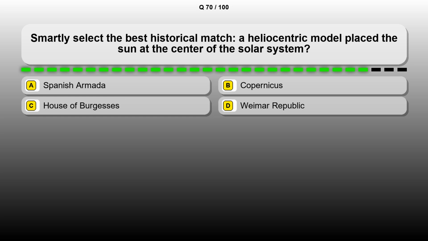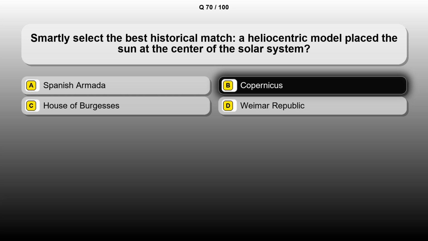Question 70. Smartly select the best historical match. A heliocentric model placed the Sun at the center of the solar system. Option A, Spanish Armada. Option B, Copernicus. Option C, House of Burgesses. Option D, Weimar Republic.